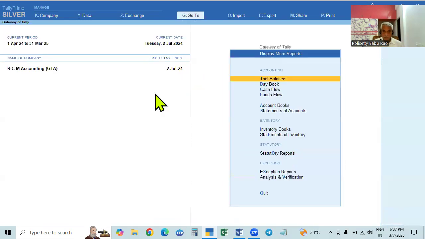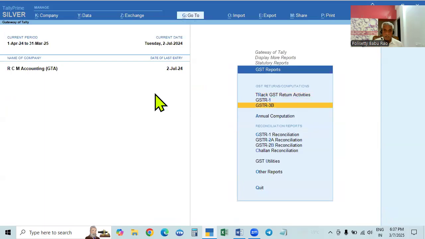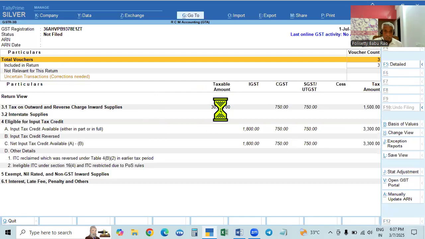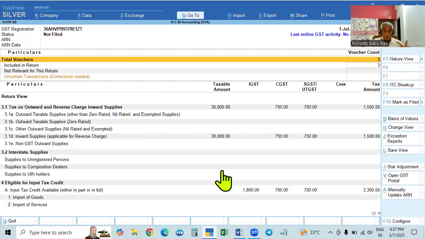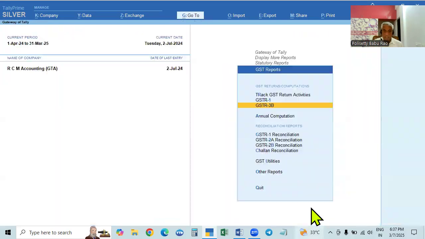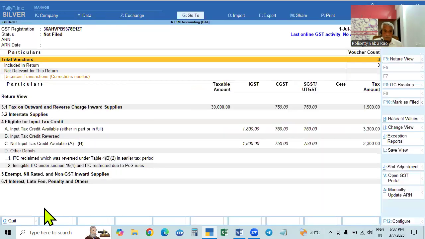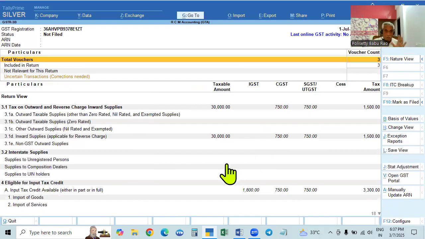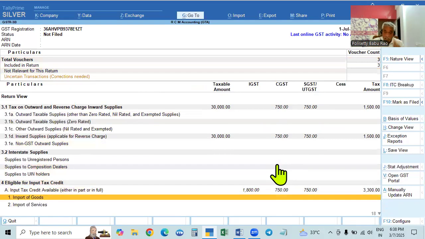And if you go to display more reports, go to statutory reports, GST reports, 3B. You see here 30,000 rupees is the RCM liability, two bills, that is 10,000, and here you can see, click that, 10,000 and 20,000, and the tax. Okay. One is detailed, this is summary. So here the liability is the same because the third one is not under RCM, so there is no liability. But we have the ITC for the third one.